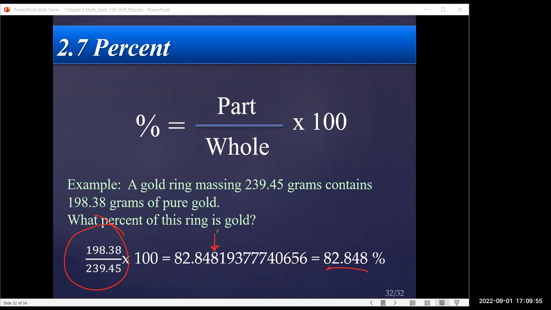Okay, we look at the neighbor, which is 1, which tells us that the 8 remains an 8, and we get rid of the rest. And so our answer is 82.848% with the correct number of sig figs. Okay, and we can be that accurate because our numbers up here have five sig figs.